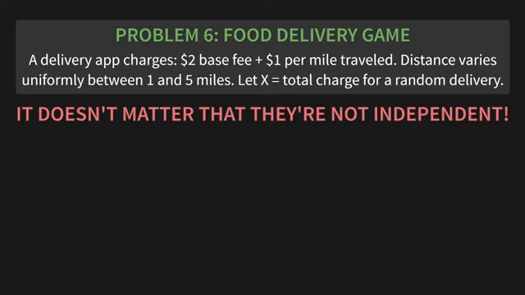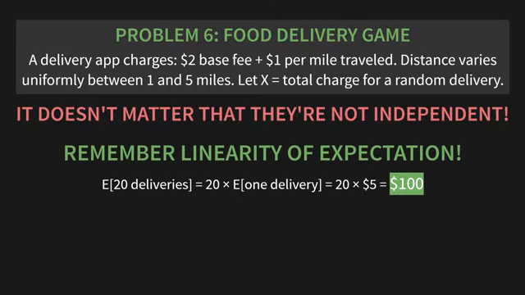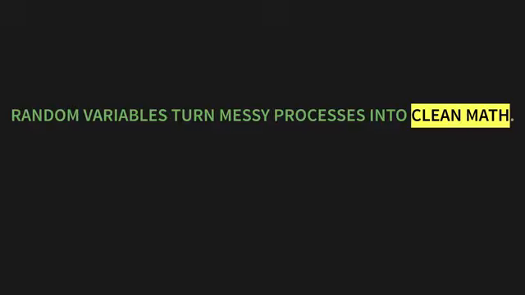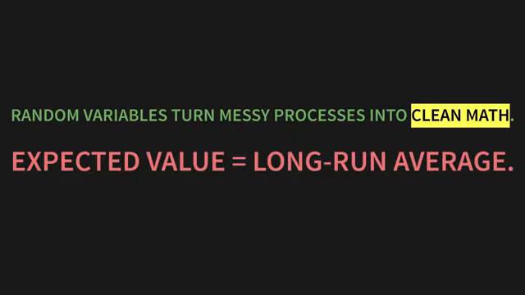See, even though the deliveries are now dependent on each other, each individual delivery still has the same expected distance of 3 miles. The balancing might change how the distances are distributed, but it doesn't change the average. This is the magic of linearity of expectation. It works regardless of whether events are independent or not. So here's what we learned. Random variables let us turn messy real-world scenarios into clean math. And expected value? That's your long-run average. Individual days might vary wildly, but over time, it all averages out to that magical number.